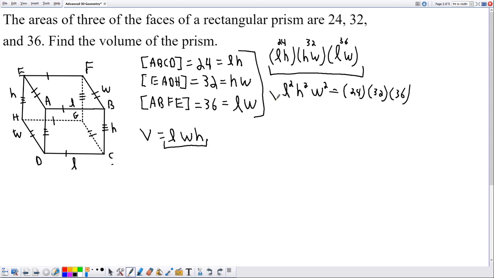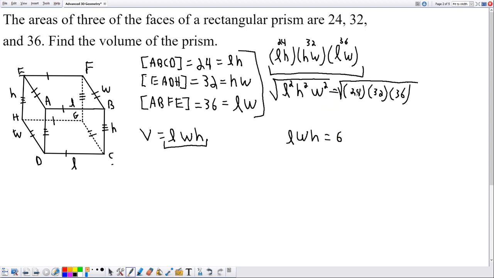Well, if we just take the square root on both sides, we'll definitely get what we want, because what's the square root of L squared? That's just L. The square root of H squared is just H, and square root of W squared is just W. So we're left over with length times width times height. Now we just have to find out what goes on the right hand side. Well, obviously the square root of 36 is just 6.